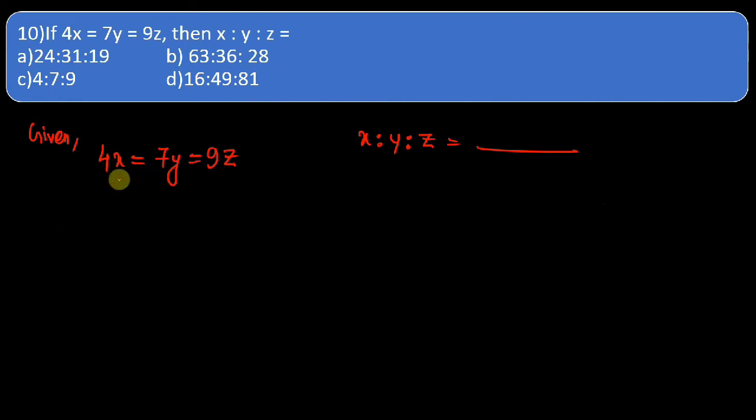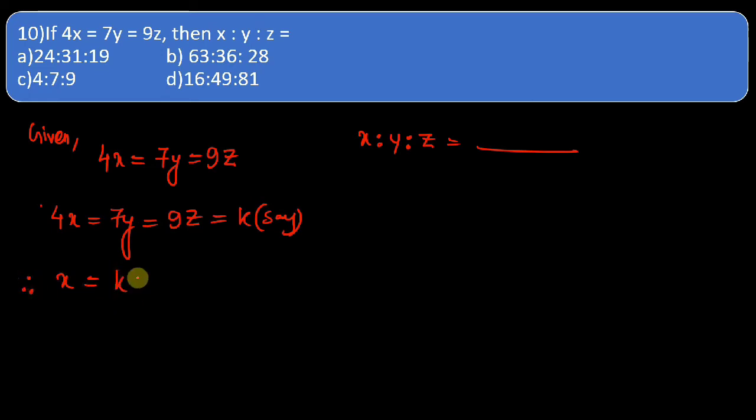Whenever there is a form like this, you just need to take a constant k. Suppose 4x is equal to 7y is equal to 9z is equal to k. Now what are we getting? We are getting x as k by 4, y as k by 7 and z as k by 9.